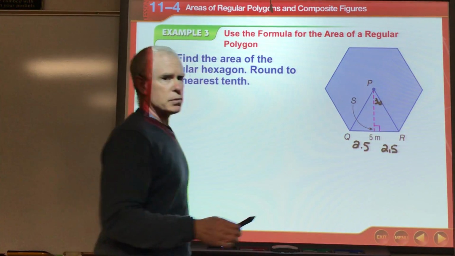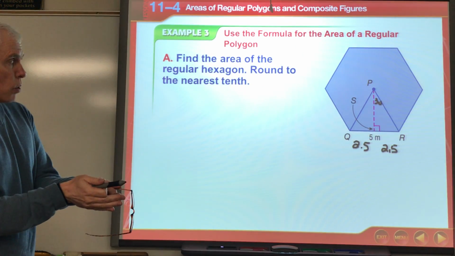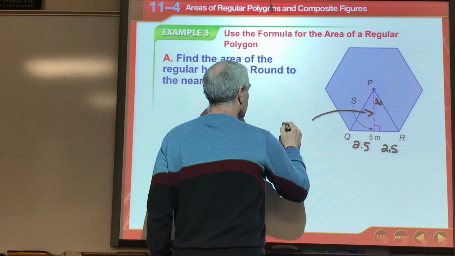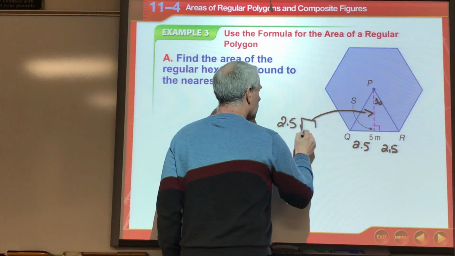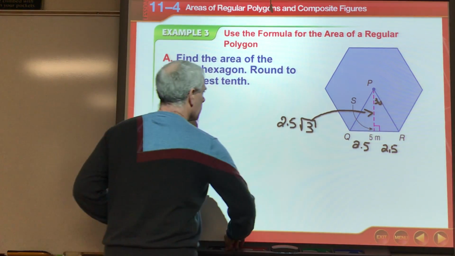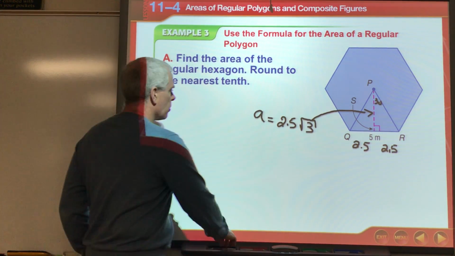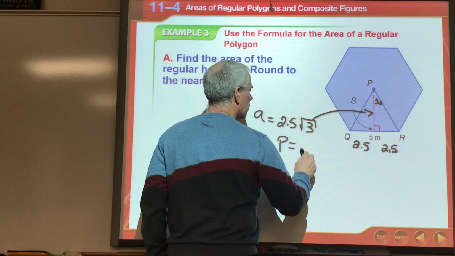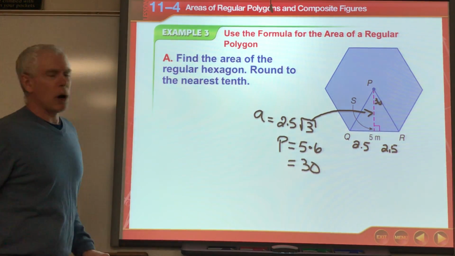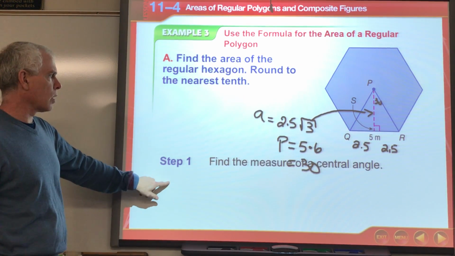So if you go back to chapter 8 with your 30, 60, 90 stuff, I've got the short side is 2.5. To get to the long side here, I have to take 2.5 times the square root of 3. Okay? And so now I've got the apothem. That's going to be that segment that I drew in there. And we said the perimeter was going to be 5, one side times 6, or 30. Well, now that I know the apothem and the perimeter, I can go ahead and throw it into that formula, half apothem times perimeter. And so that's what they're going to walk you through here.